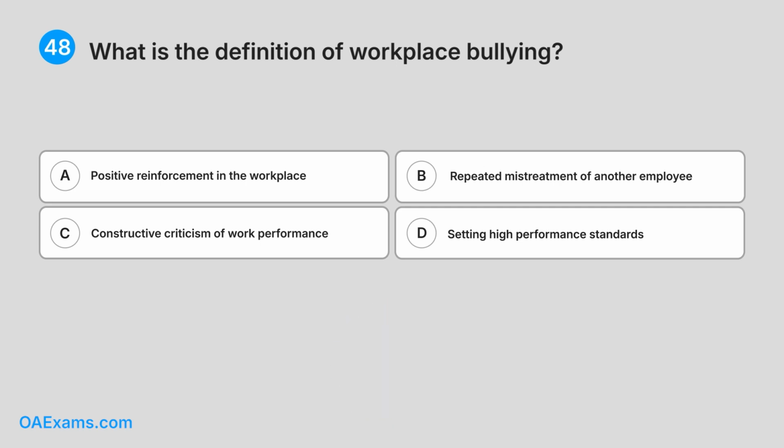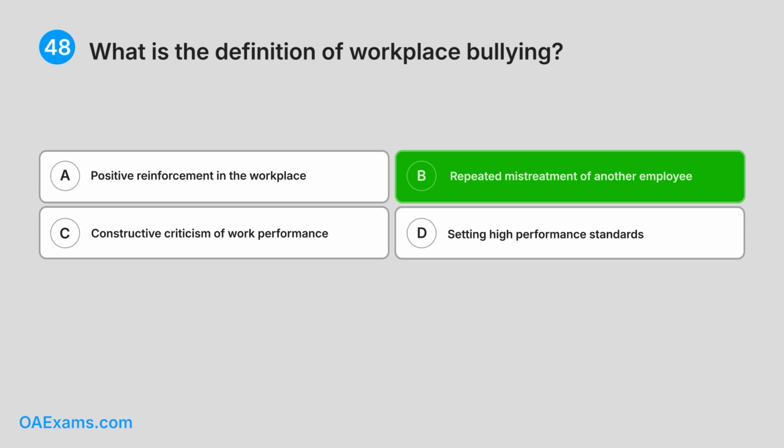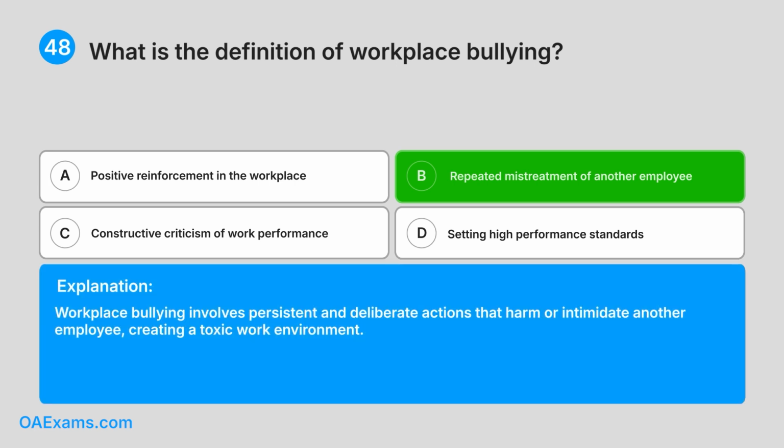Correct answer. B. Repeated mistreatment of another employee. Explanation. Workplace bullying involves persistent and deliberate actions that harm or intimidate another employee, creating a toxic work environment.